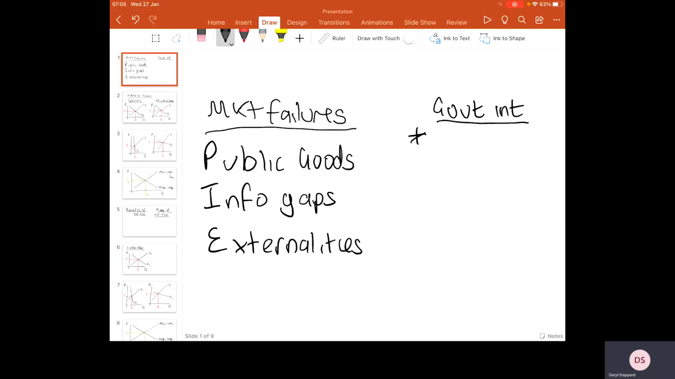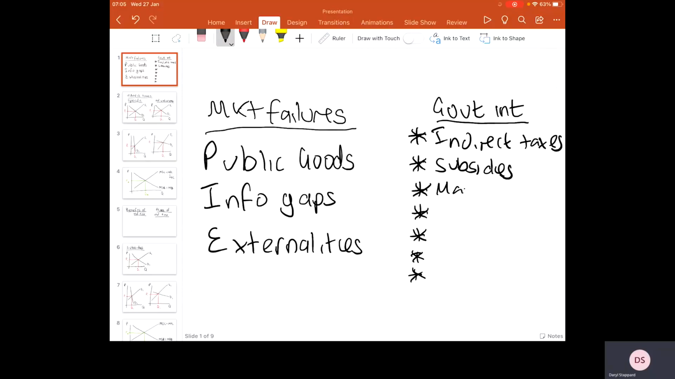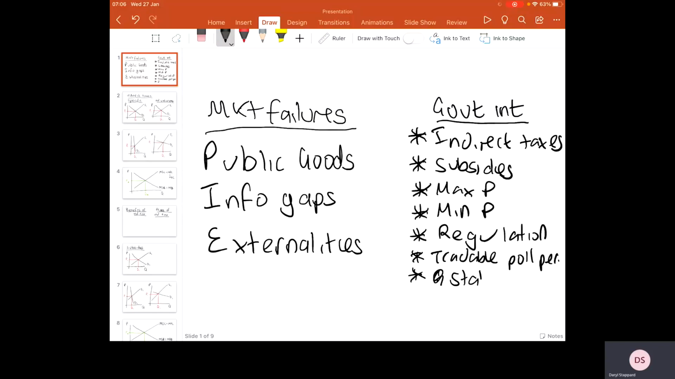So what you need to be aware about is that you will have to revise 8 different interventions for your exam. Okay, so we have indirect taxes, we have subsidies, we have maximum prices, minimum prices, regulation, we have tradable pollution permits, we also have state provision, and then finally we have information provision.